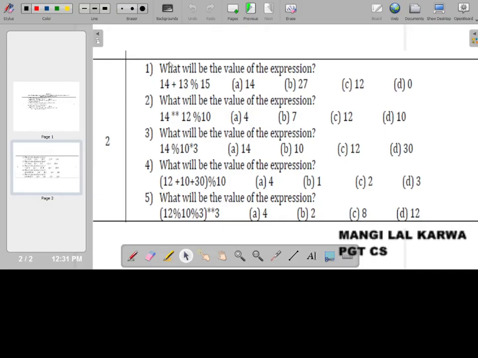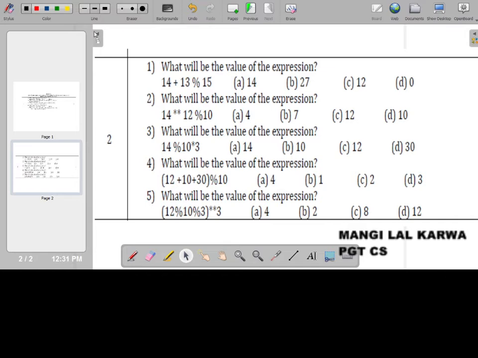So 5 more questions we are going to learn today. Now you see, first question is, what will be the value of the expression 14 plus 13 modulus 15? So now we have to decide first which operator is having higher precedence, modulus operator or plus. Definitely modulus operator is having higher precedence.